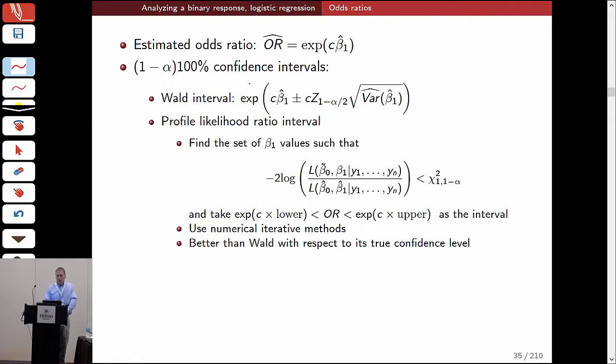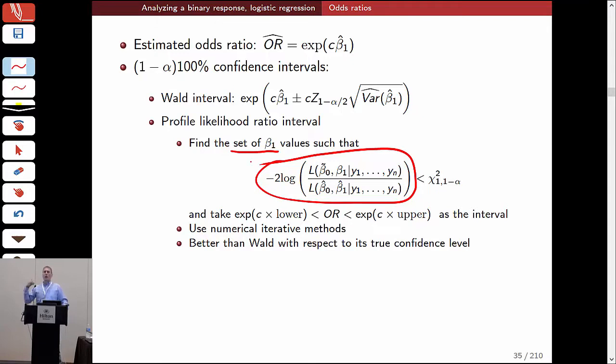And so, how do I find then a profile likelihood ratio interval? Again, we have this simple model where we only have one explanatory variable. And this is how you find it. So what I want to do is find the set of beta 1 values such that this negative 2 log lambda like quantity is less than a 1 minus alpha quantile from a chi-square 1. So let's take a closer look at what's inside this negative 2 log lambda like quantity. The denominator is exactly what we've been seeing before with respect to these likelihood ratio tests. It's the likelihood function evaluated at your maximum likelihood estimates, beta hat 0 and beta hat 1.